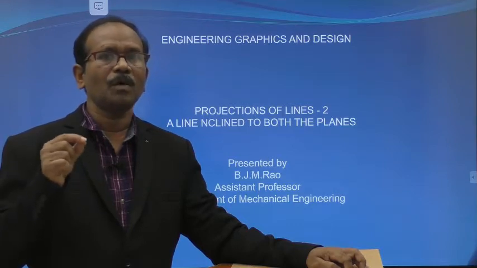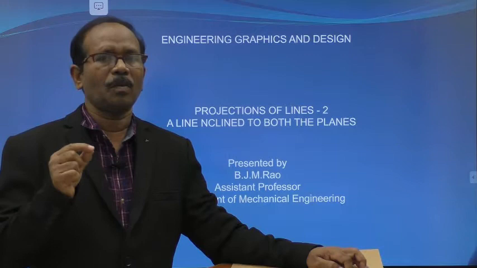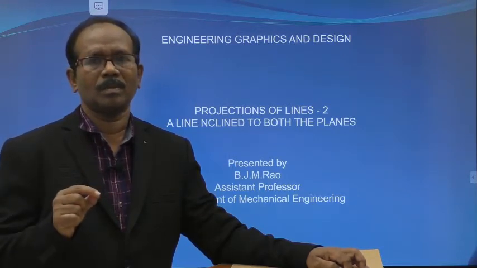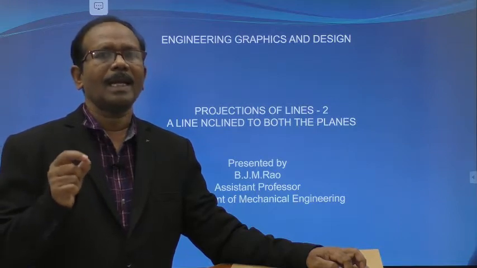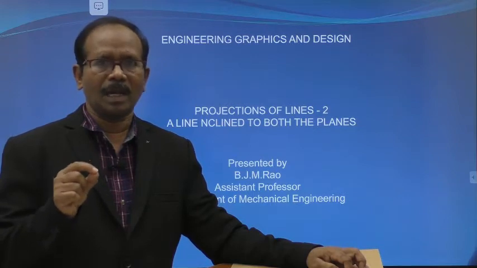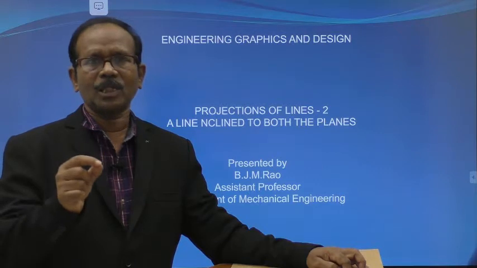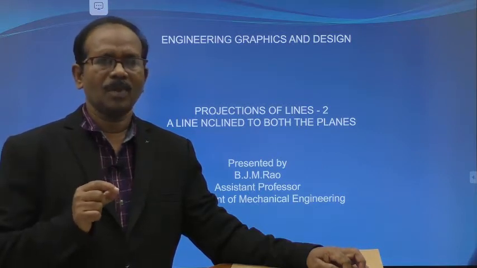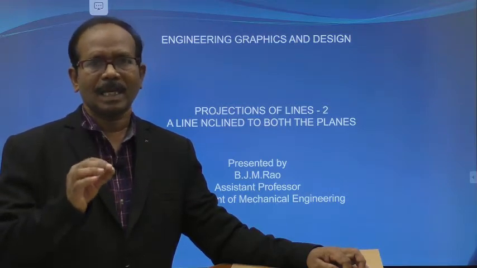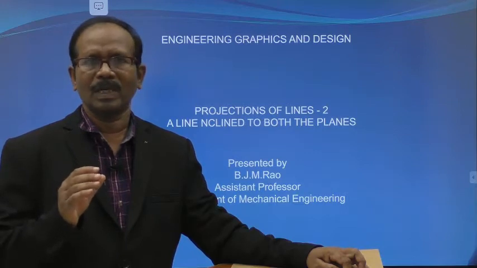A line inclined to both the planes. Problems on a line inclined to both the planes I am going to solve today. For example, a 70 mm long line inclined 30 degrees to the horizontal plane and 40 degrees to the vertical plane. In such a case, how to solve these problems is what we are going to discuss today.